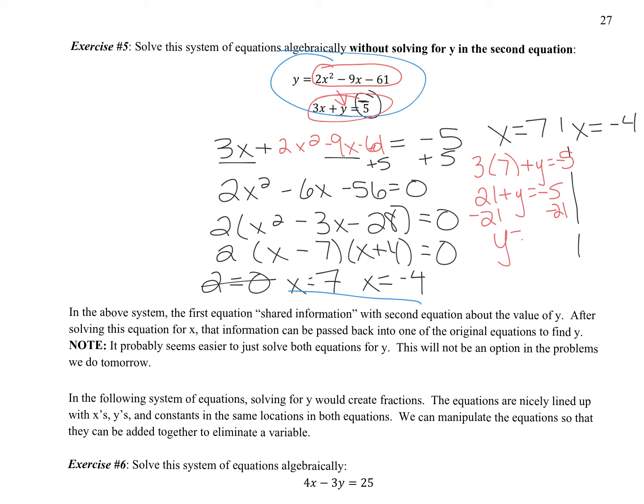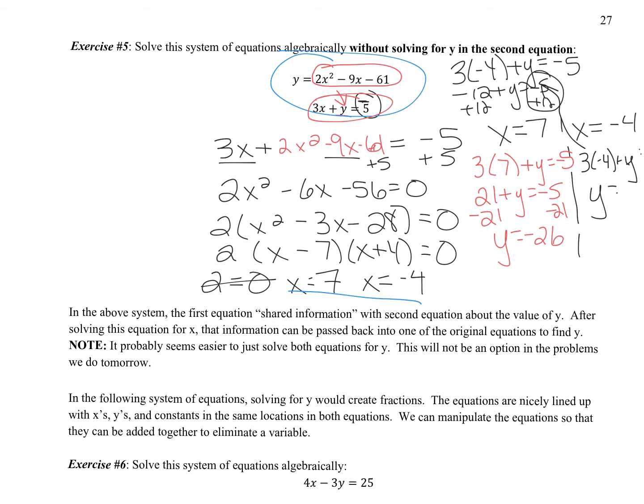And I get y equals -26 right here. Looking at the next one, I have a -4 that I'm plugging in. So I have 3 times -4 plus y equals -5, and I kind of ran out of room, so I'm actually going to write that one up here. So I have 3 times -4 plus y equals -5, so that's -12 plus y equals -5. When I add the 12 over, that is going to give me y equals 7.